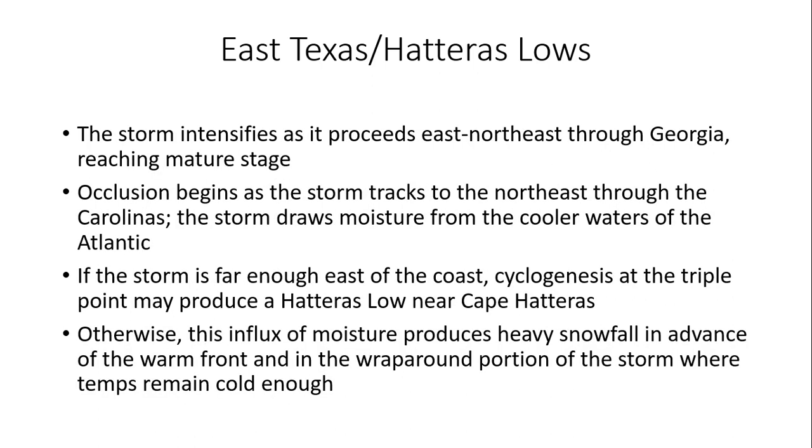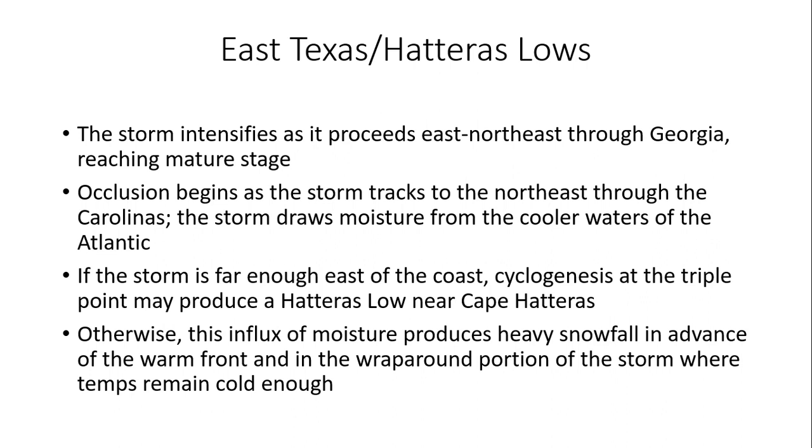The storm's going to develop, and then it's going to intensify as it moves towards the east-northeast through Georgia, reaching the mature stage. Sometimes these East Texas Hatteras Lows will stay offshore of Georgia and proceed just up off the mid-Atlantic coast during the winter season too. The occlusion begins as the storm tracks to the northeast through the Carolinas, and the storm draws moisture in from the cool waters of the Atlantic.